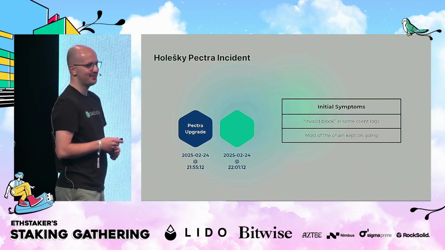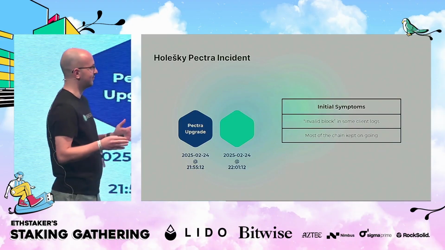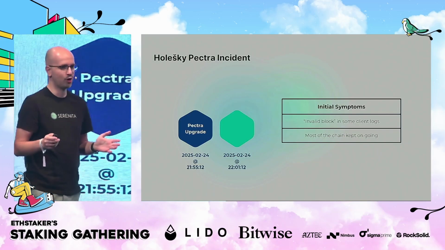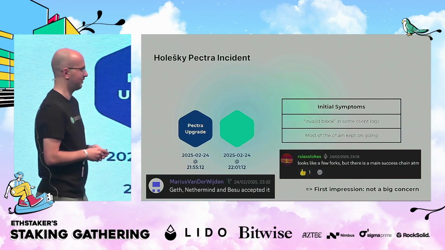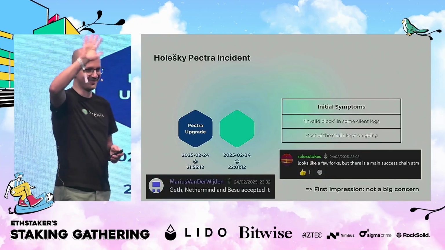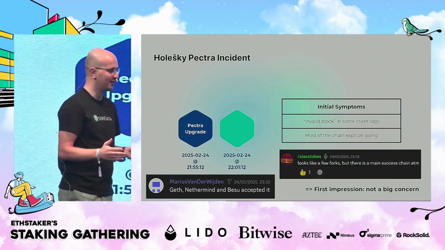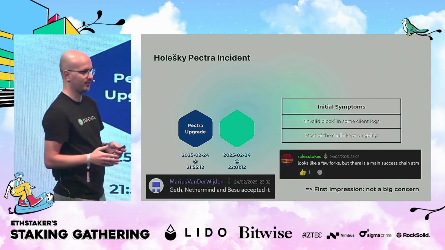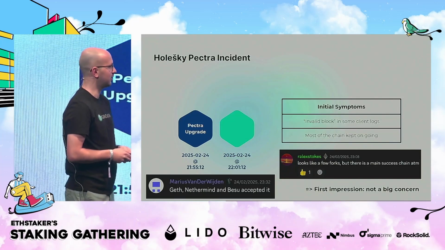So what happened? People started seeing these kinds of things in their logs. Invalid blocks. Basically, they were seeing invalid blocks being proposed on the network. But the funny thing was, most of the chain kept going. And so initially, nobody was all that worried. Everybody thought this is going to be fine. Do we still have Marius in here? Yeah, there he is. So basically, Geth, Nethermind, and Besu agreed on one state of the chain. And as I said, the network kept going. It wasn't ideal. There were blocks being missed and so on, but it kind of kept going.